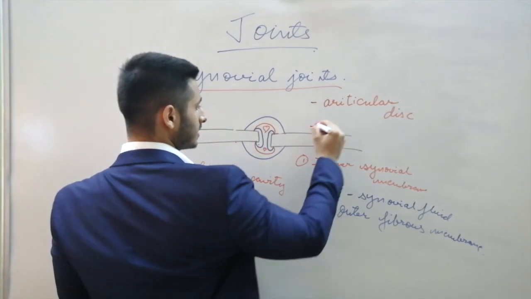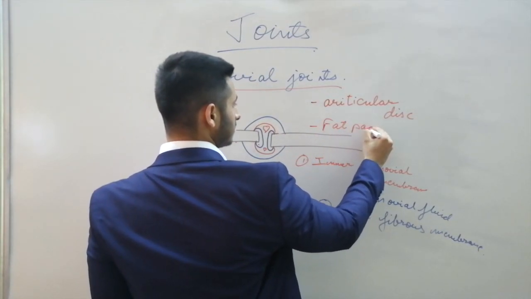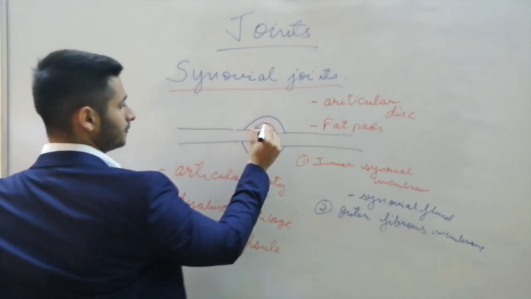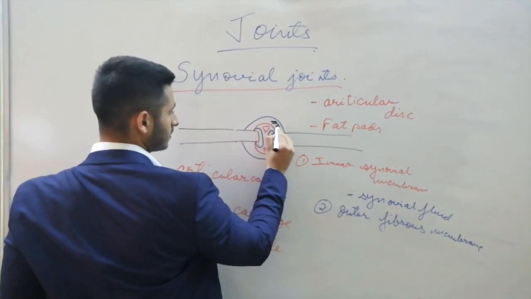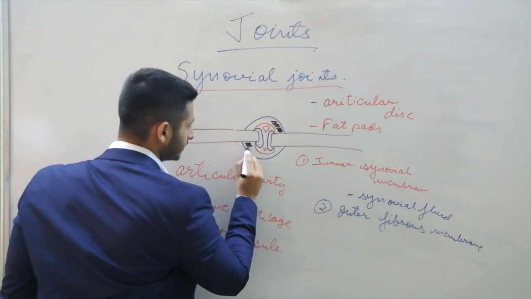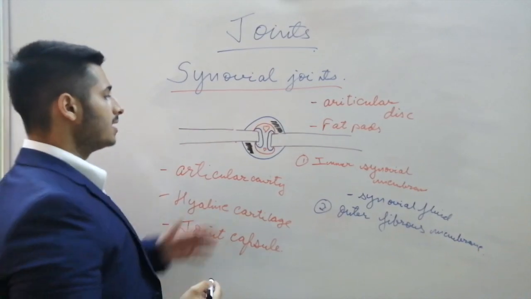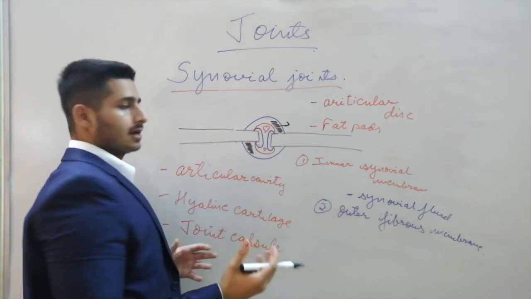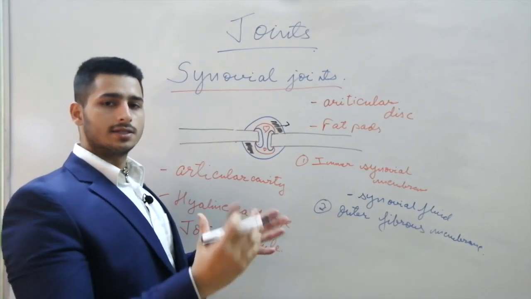Another characteristic is the presence of fat pads. Now, these fat pads are present between the synovial membrane and the joint capsule. These fat pads are present between the inner synovial membrane and the joint capsule. Now, these fat pads can move in and out of the joint as the shape changes.